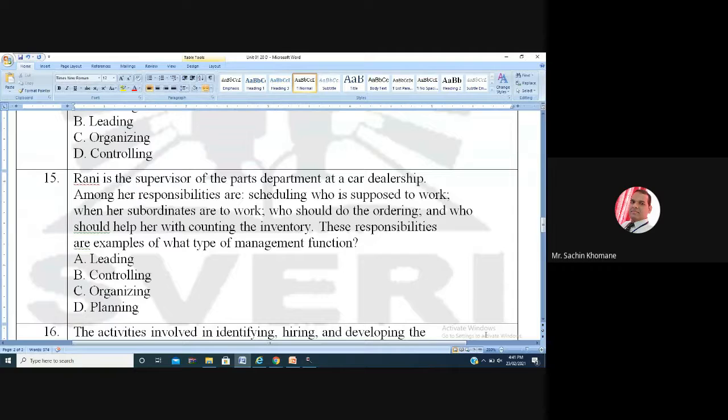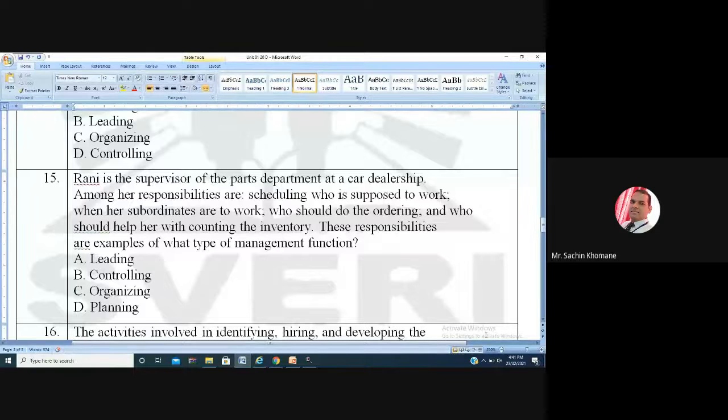So any guess? So friends, we have seen, this is giving responsibilities. This supervisor is at a car dealership, right? She has the responsibility of who should work on what, who should work at what department. So that kind of work she has, allocating the duty. So she is organizing. That function of a manager is organizing.